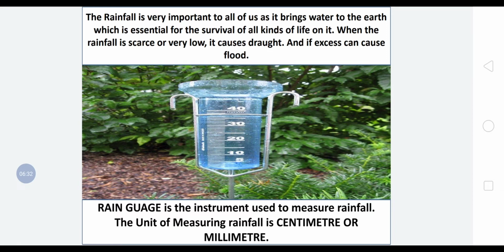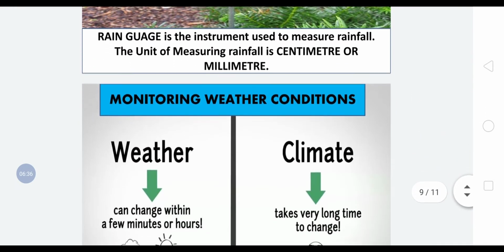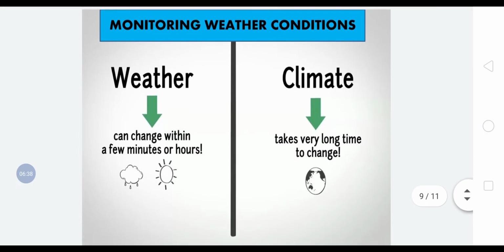I hope rainfall is clear. Let us move ahead with monitoring weather conditions. There is a difference between weather and climate. Although we call them मौसम, हम general अपनी language में मौसम ही बोलते हैं, but the term weather is different from climate. Weather can change within a few minutes or hours, but climate takes a very long time to change. Let us study them in detail.